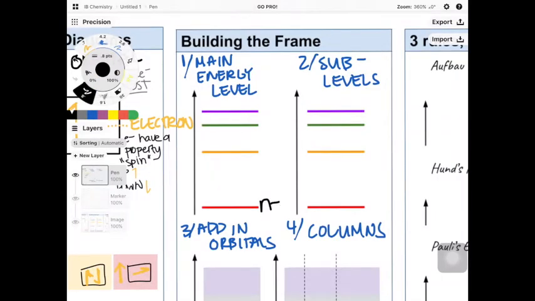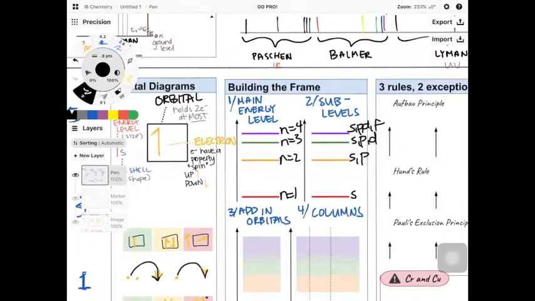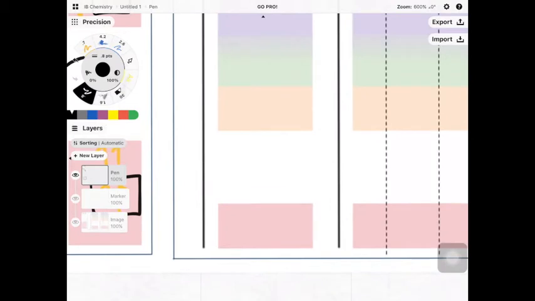Okay, now to build orbital diagrams, the next step that you need to do is build the frame. So we can label our energy levels from lowest to highest, 1, 2, 3, and 4. And within each of these energy levels, we have different sublevels based on the shape. On the first one, we only have S, the second one SP, the third one SPD, and the fourth one SPDF. After that, we add in the different orbitals, remembering that S only has one flavor, one type.